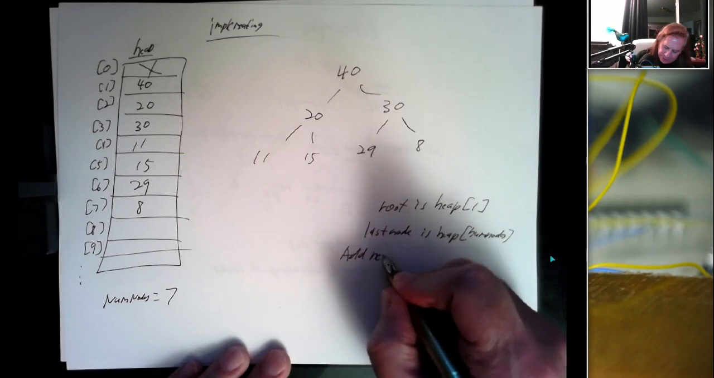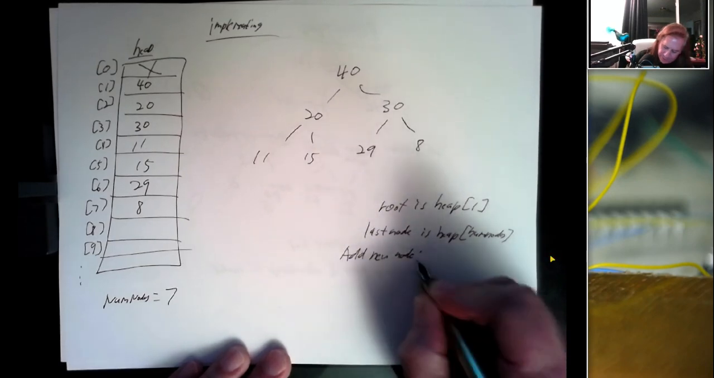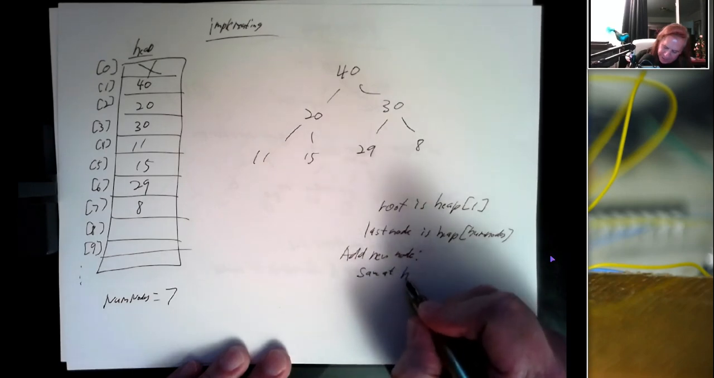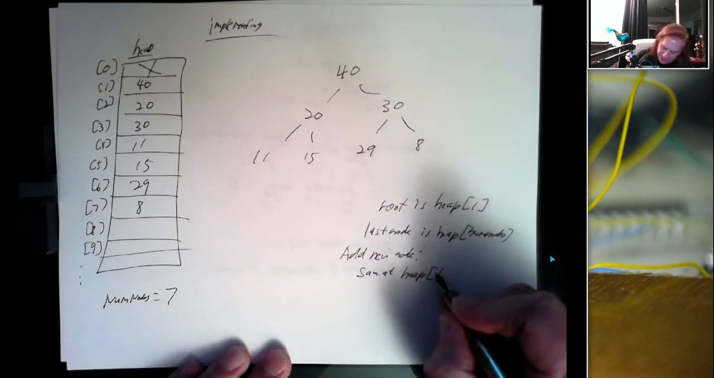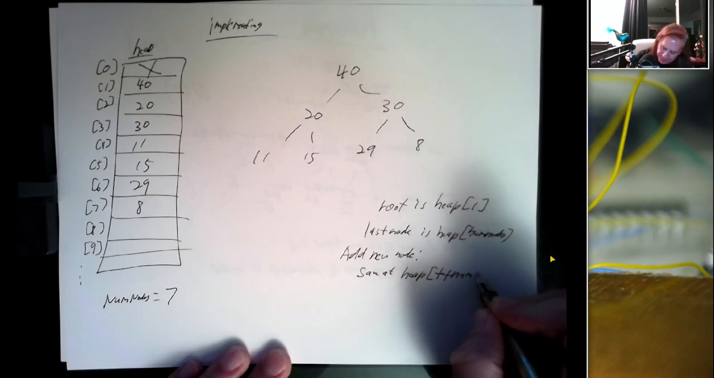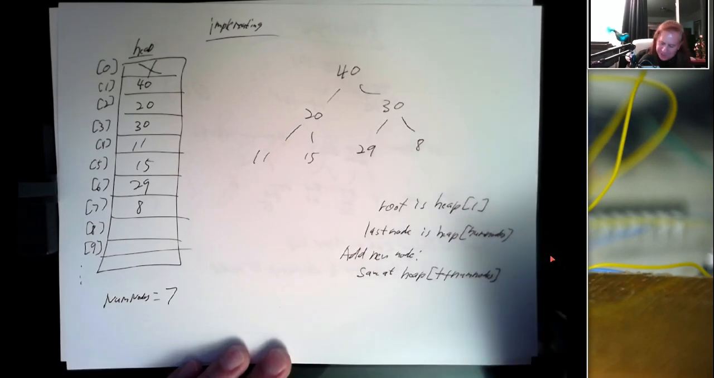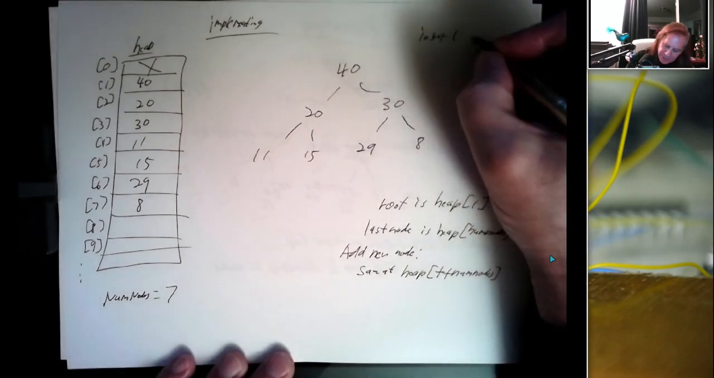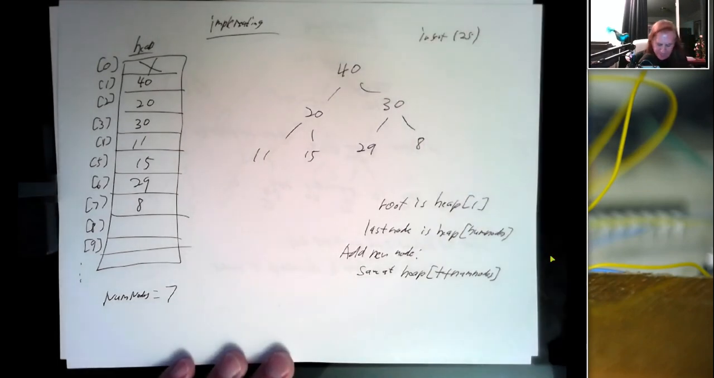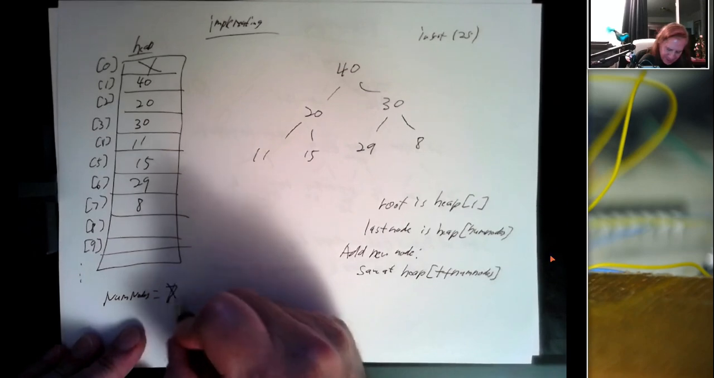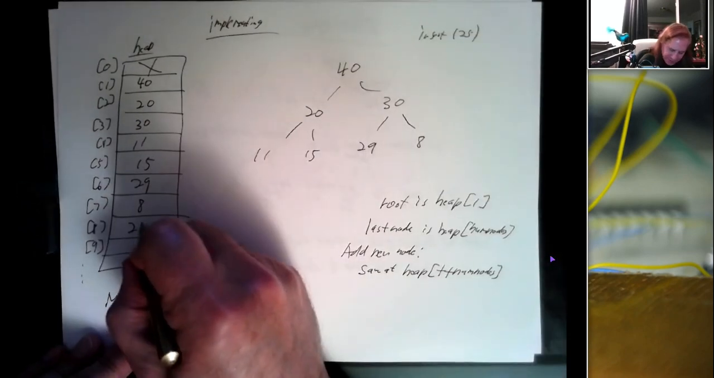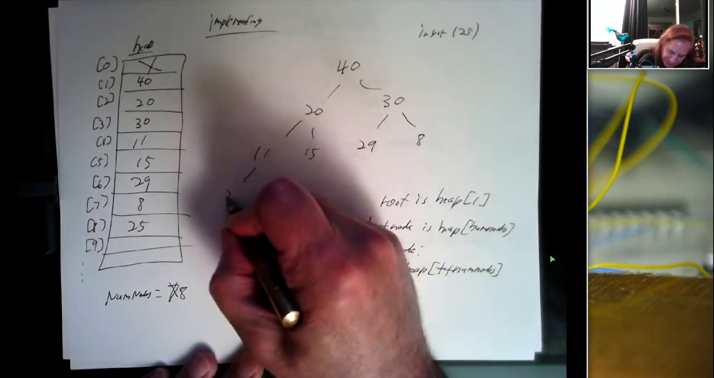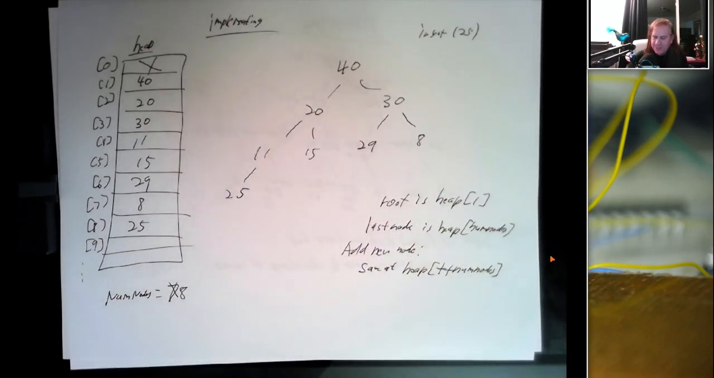Add a new node. Just save our new node at heap[++num nodes]. So if I want to add a new number, like say I want to insert 25, increment num nodes to 8, store your number at heap[8]. And that represents putting a 25 right there.